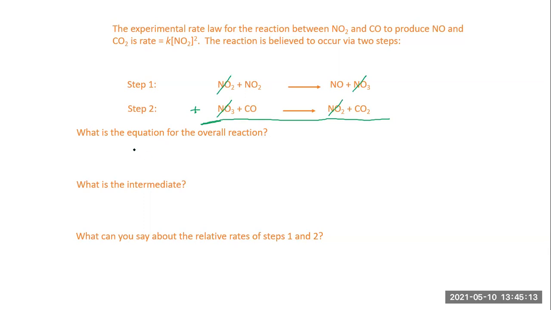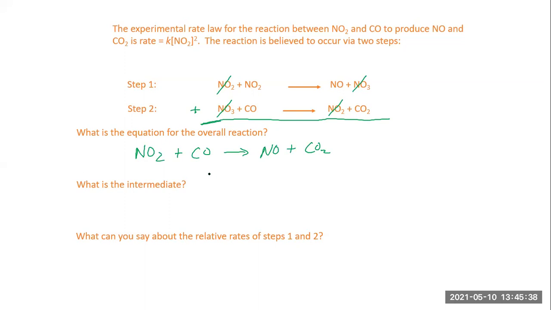That's going to leave us with everybody on the left-hand side of the arrow staying there. So that's NO2 plus CO, to everybody on the right-hand side of the arrow, which is NO plus CO2. And this would represent our overall reaction that's going to occur. Any questions on that there?